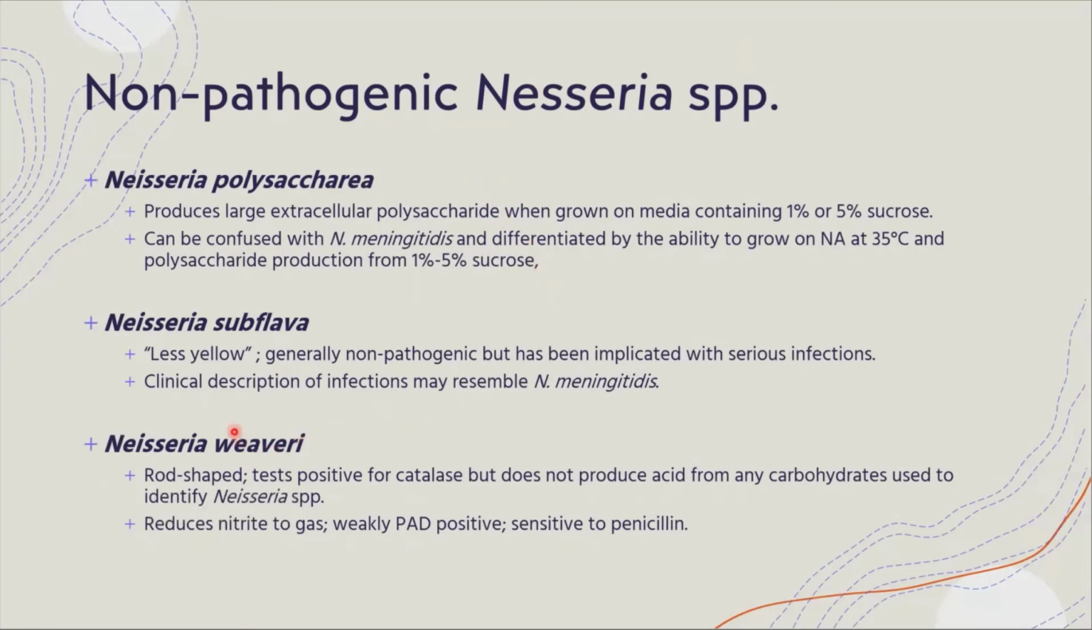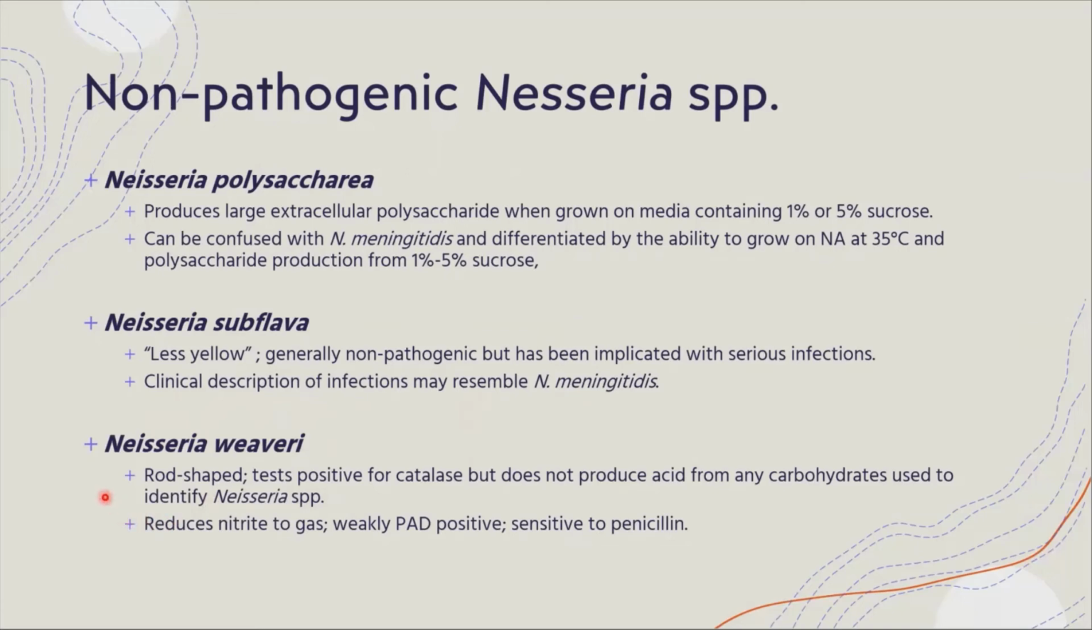We also have your Neisseria subflava, which is also a pigmented Neisseria. So it's less yellow, kaya siya subflava. Flavescens kasi meaning yellow. So generally non-pathogenic but have been implicated with serious infections, particularly dun sa mga immunocompromised. And clinical description of infections may resemble Neisseria meningitidis.